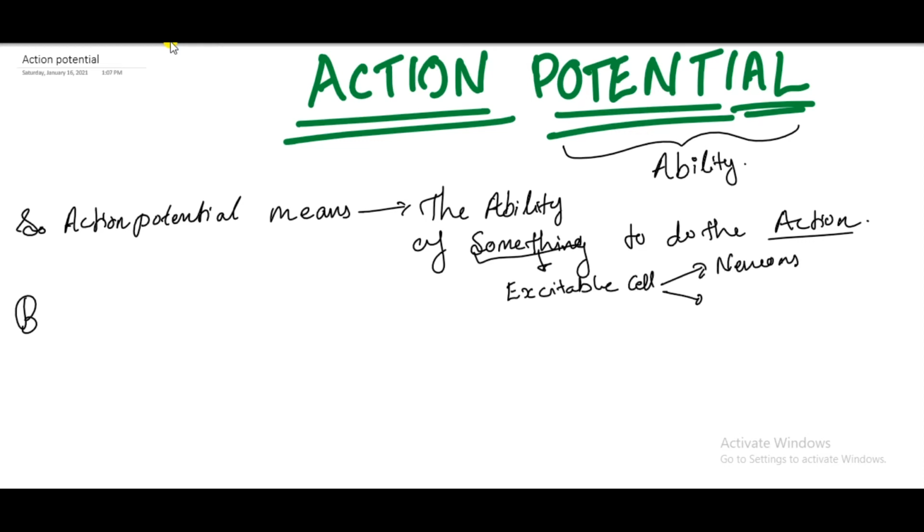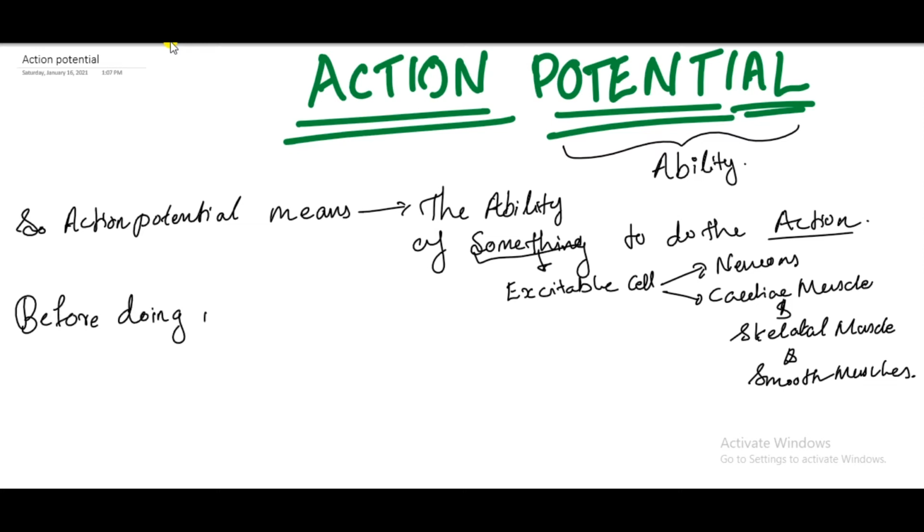So what is this something? The something is known as an excitable cell. It may be neurons, cardiac muscles, skeletal muscles, and smooth muscles. Okay, excitable cells. These cells can excite.